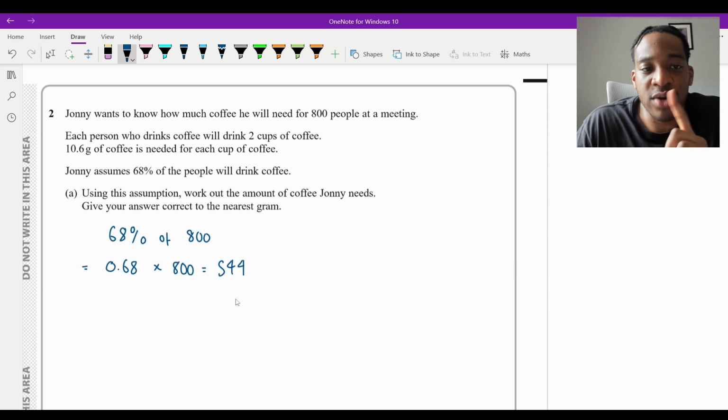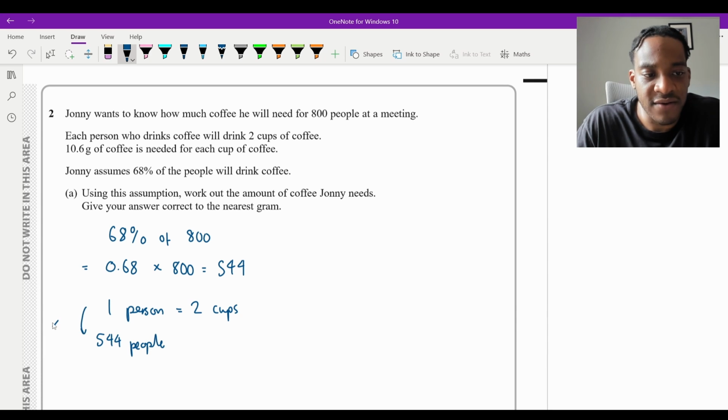Now, we know that each person who drinks coffee will drink 2 cups of coffee. So I'm going to say that one person is going to equal 2 cups of coffee. Now, to get how many cups we need, we just multiply by 544, don't we? Because we need 544 people. So we'll times this by 544 here, and times this one by 544 here. And this will give me 1088 cups.